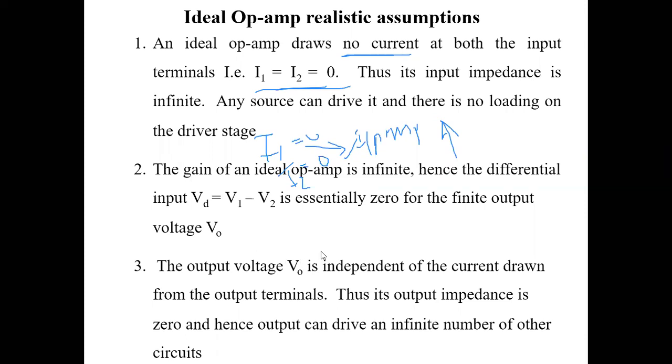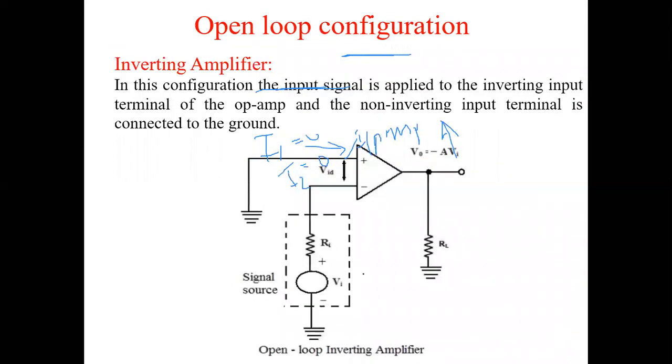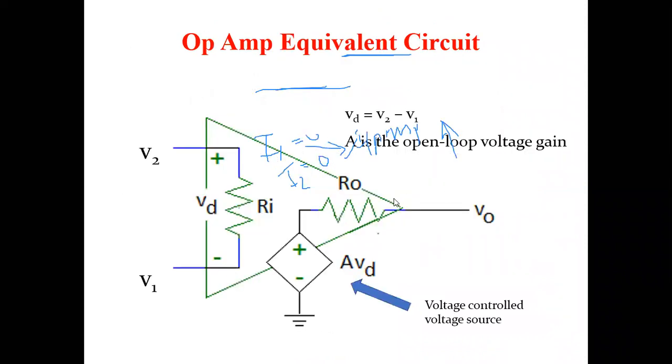And the output voltage is independent of the current drawn from the output terminals, and therefore its output impedance is 0. So let us see the output equivalent circuit here. Here the output is independent of the current drawn. There is no current that is drawn at the output side, and therefore its output impedance is 0.